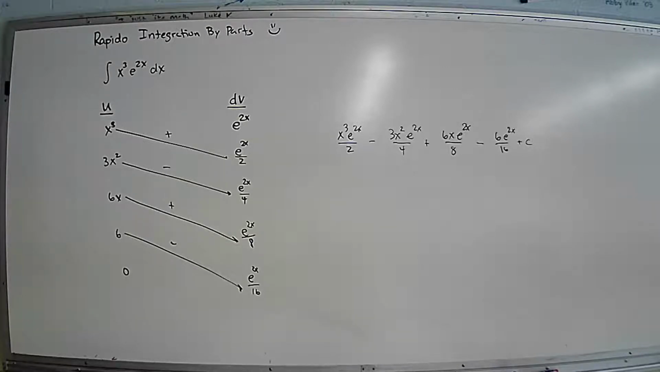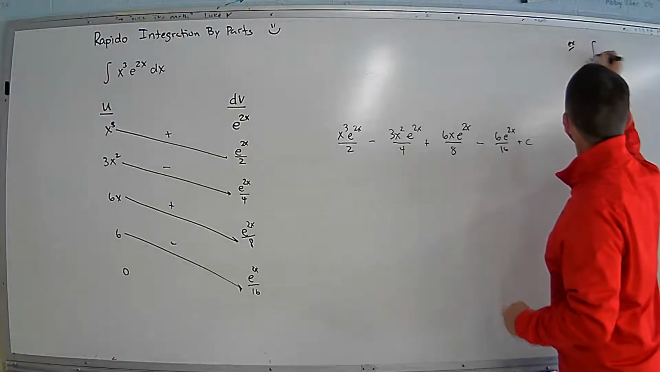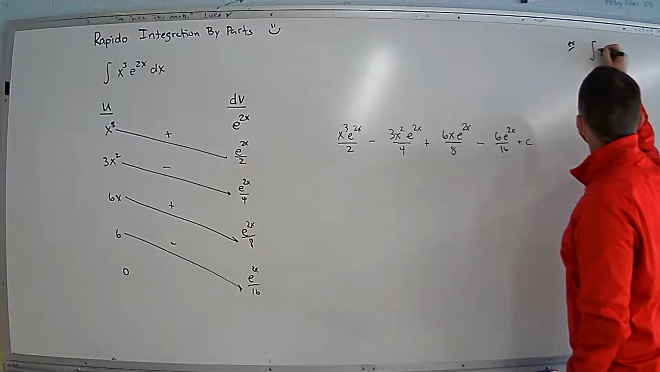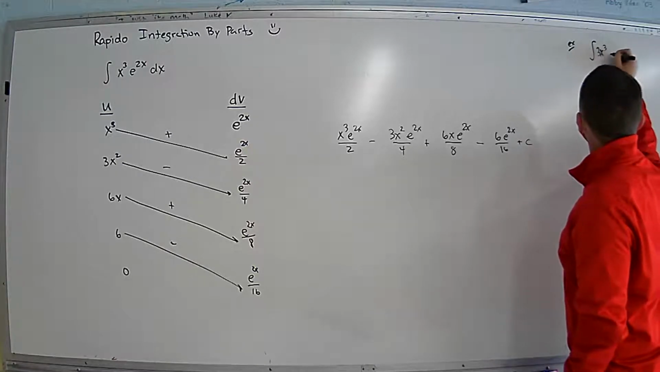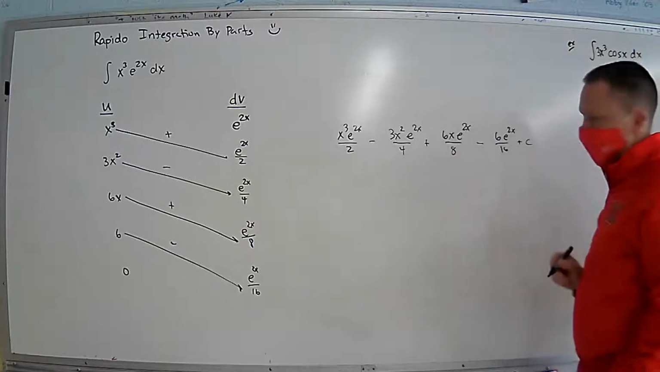It also works nicely when you have a polynomial like x cubed or x squared with a trig function like sine or cosine. Okay. So we'll let you guys try one just for funsies here. Ready? Let's say 3x cubed cosine of x. Try that one.